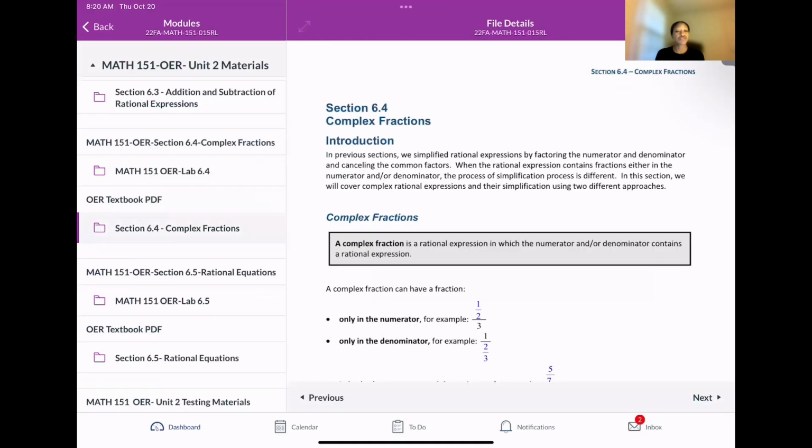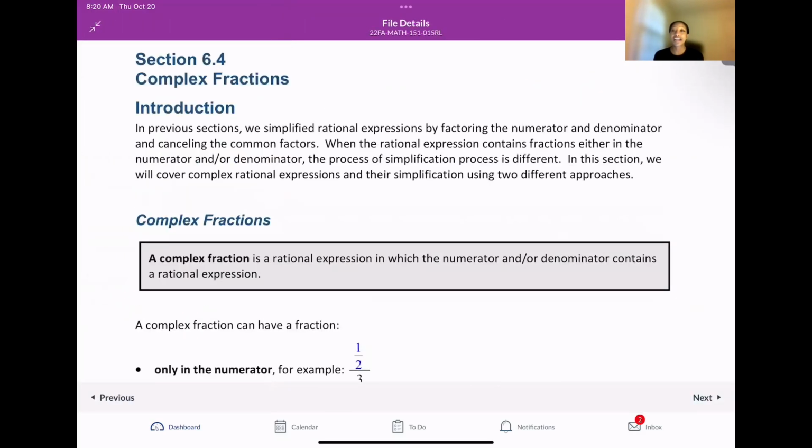Complex fractions are just fractions that include fractions in the numerator and denominator. To simplify complex fractions, we can either rewrite them as a division problem, or we can find the least common denominator, multiply everything by the least common denominator, and that will help simplify the expression a little bit and make it more manageable. Okay, we're gonna look at examples of both types.